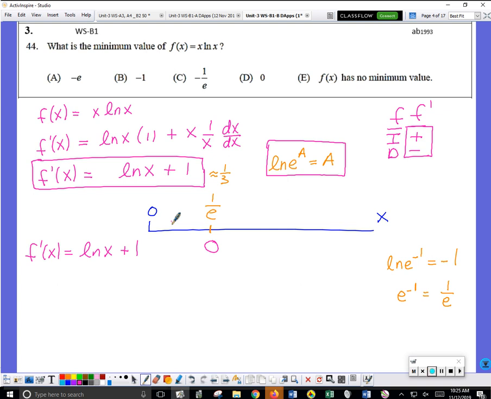I think more of you know than you think. You're just a little hesitant to guess. 1 over 2 is a really good answer. 1 over e squared works a little easier.